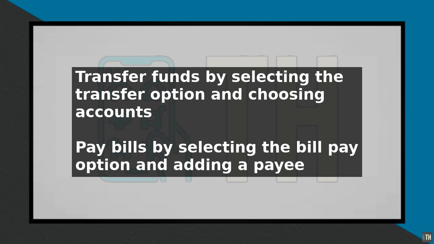In addition to these features, the Bank of America app also provides account alerts, budgeting tools, and credit score monitoring. You can customize account alerts to notify you of low balances, large transactions, and other account activity.